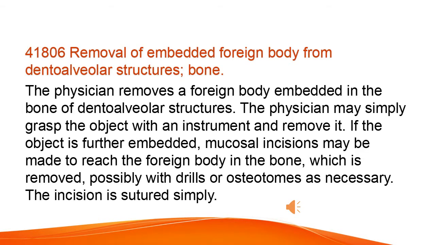Removal of embedded foreign body from dentoalveolar structures, bone. The physician removes a foreign body embedded in the bone of dentoalveolar structures. The physician may simply grasp the object with an instrument and remove it. If the object is further embedded, mucosal incisions may be made to reach the foreign body in the bone, which is removed, possibly with drills or osteotomes as necessary. The incision is sutured simply.